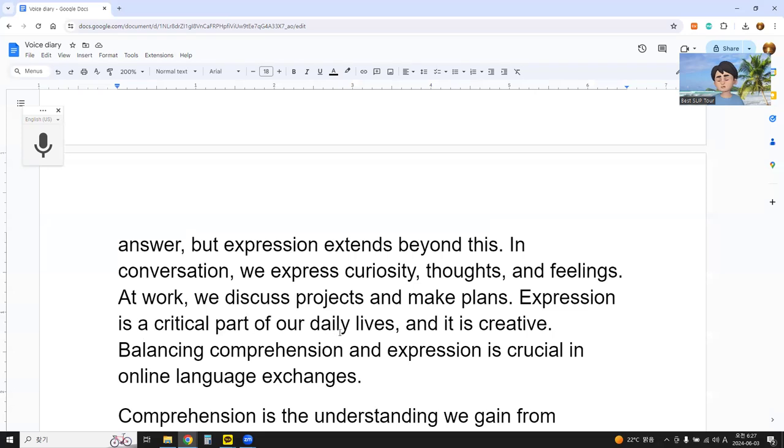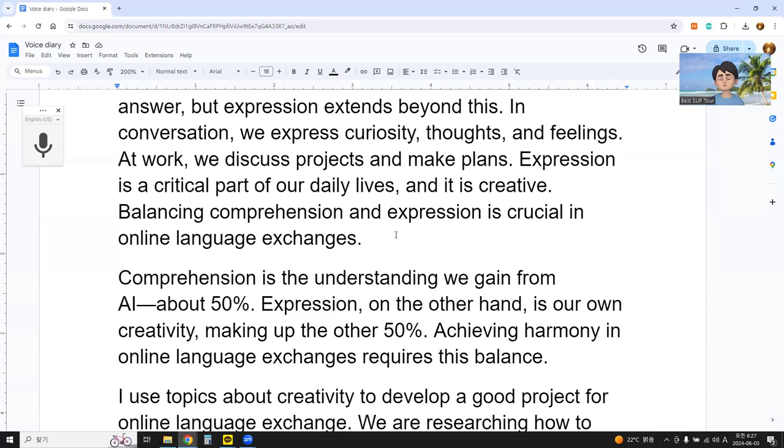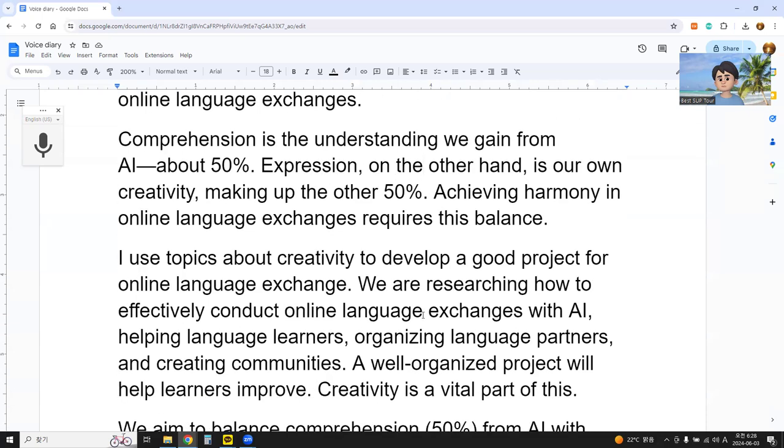Balancing comprehension and expression is crucial in online language exchanges. Comprehension is the understanding we gain from AI, about 50%. Expression, on the other hand, is our own creativity, making up the other 50%. Achieving harmony in online language exchange requires this balance. I use the topics about creativity to develop a good project for online language exchange.